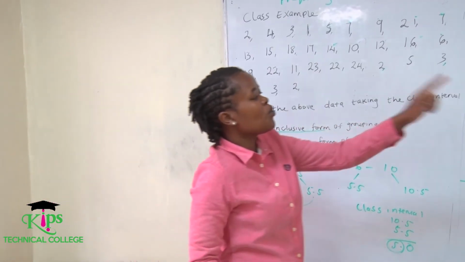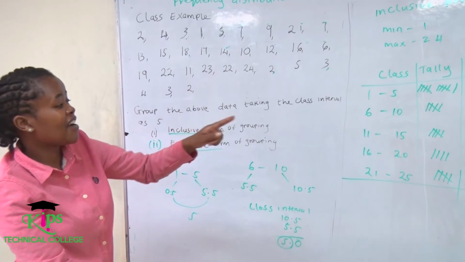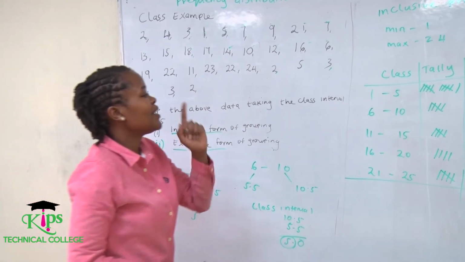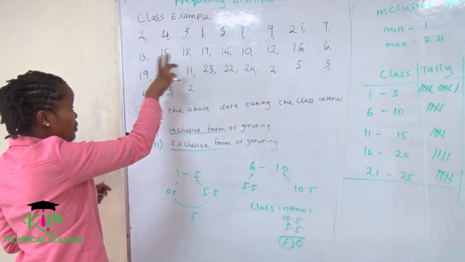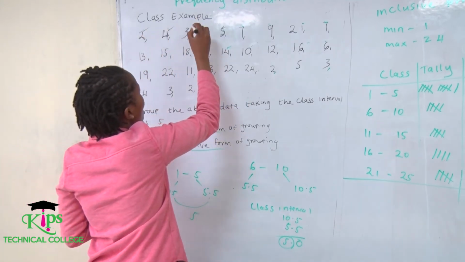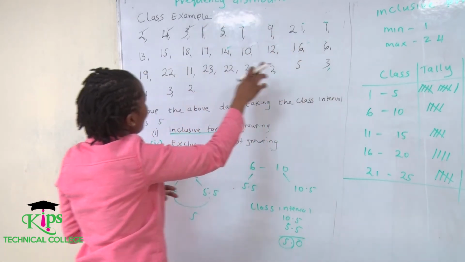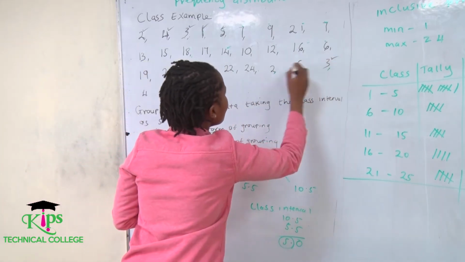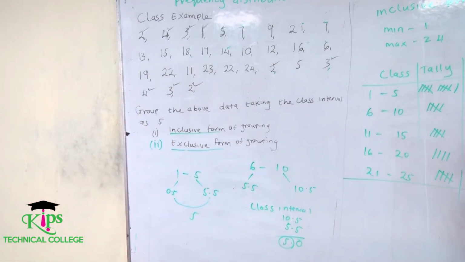Okay, so in this case, we want the first class. We want to find out how many values are between 0 and 5. And remember, 5 is exclusive, so it should not be counted. So here you're supposed to only consider 0 to 4. So this is 1, 2, 3, 4, 5, 6, 7, 8, 9. So here I will have 9.